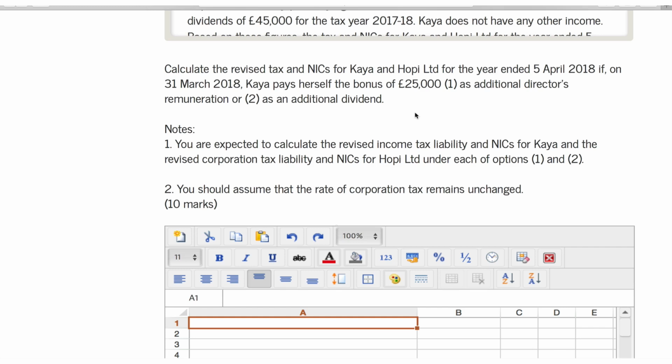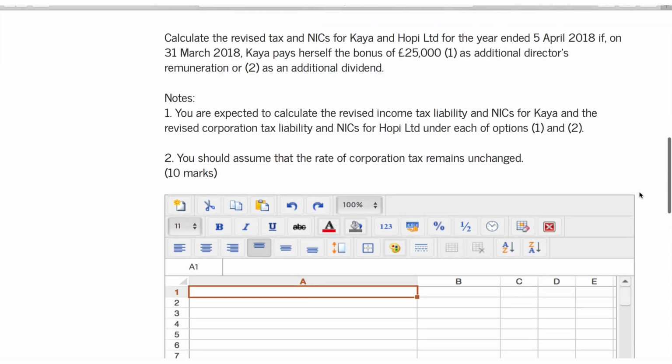Let's try this exam question, question 1 from the C part of the June 18 paper, where they want the revised tax and NIC for Kaya and Hoppy Limited if Kaya pays herself a bonus of $25,000 either as remuneration or as a dividend. So we have 4 things to do: revised income tax and NIC for Kaya, revised corporation tax and NIC for Hoppy Limited under the remuneration option and under the dividend option.